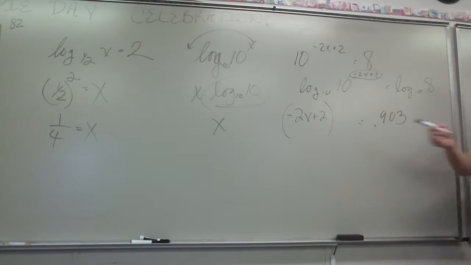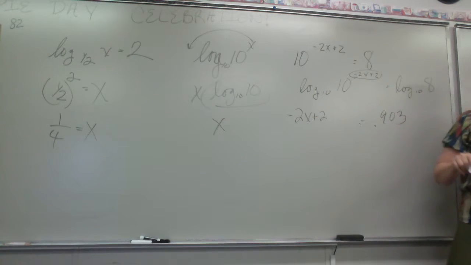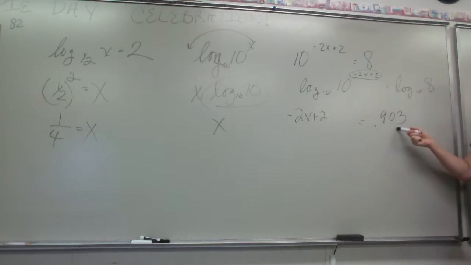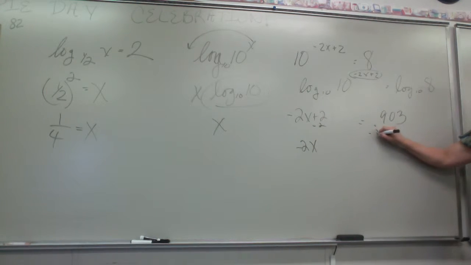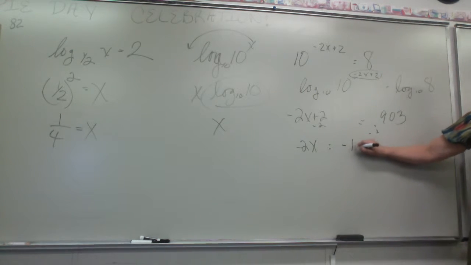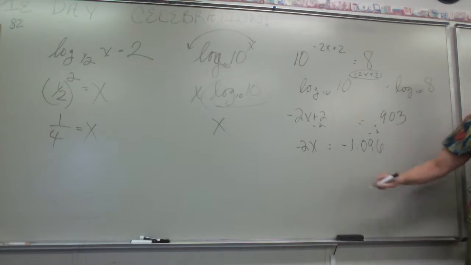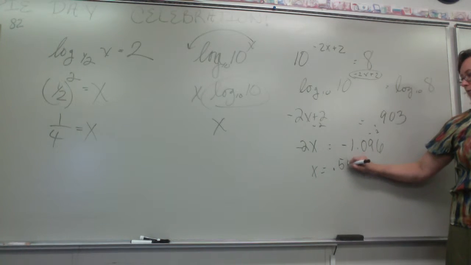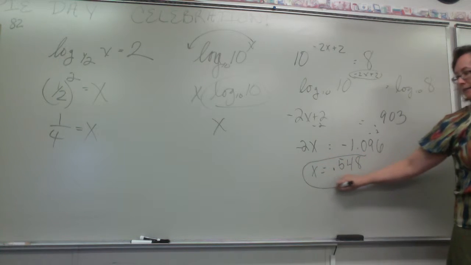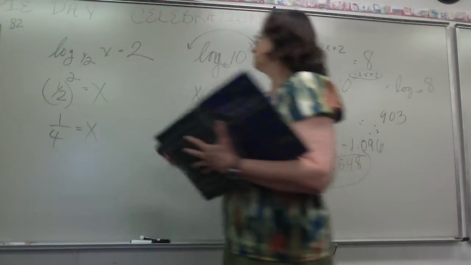Okay, so now I've got this, and I don't need the parentheses anymore. Can I take a 2 away from both sides? And I get negative 2x, I subtract 2, I subtract 2. What's 0.903 minus 2? Negative 1.096. And then I divide both sides by negative 2, and what do I get? 0.548. And that is correct. Okay, 0.548 is the answer.